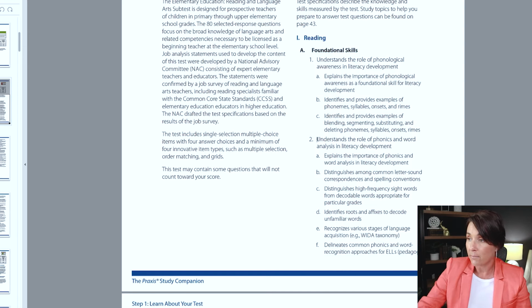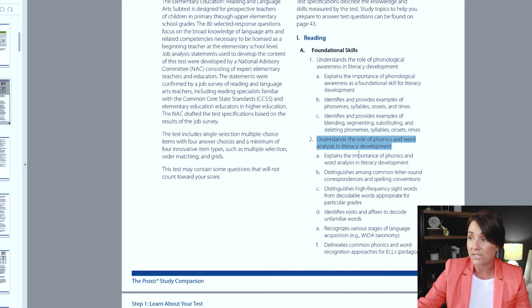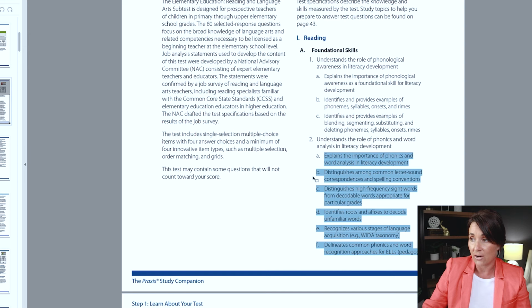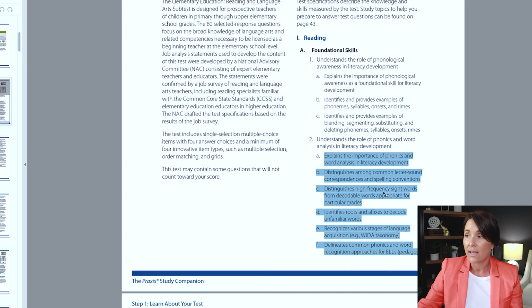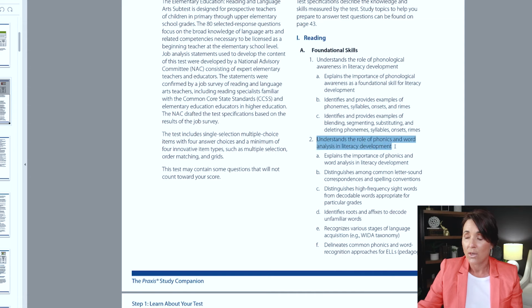So for example, number 2 here, understands the role of phonics word analysis in literacy development. Well, you need to understand what that means as a K-6 elementary ed teacher. Now, we certainly have this all laid out in our publication and our online sources, but you can also do your own research and look to the internet for information in this area. And you can see underneath that, it has all the supporting skills. So the importance of phonics, common letter sound correspondence, high frequency sight words, all of that goes under this main area number 2, the role of phonics.